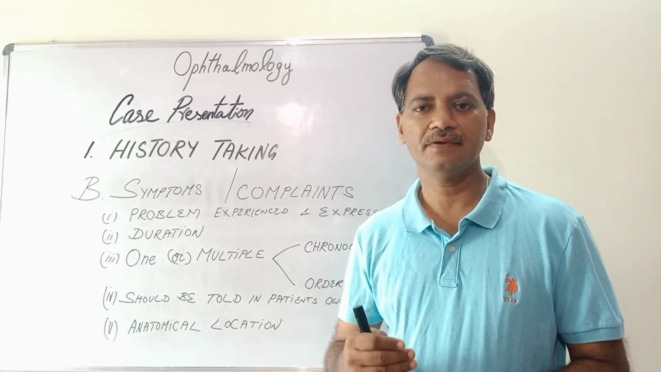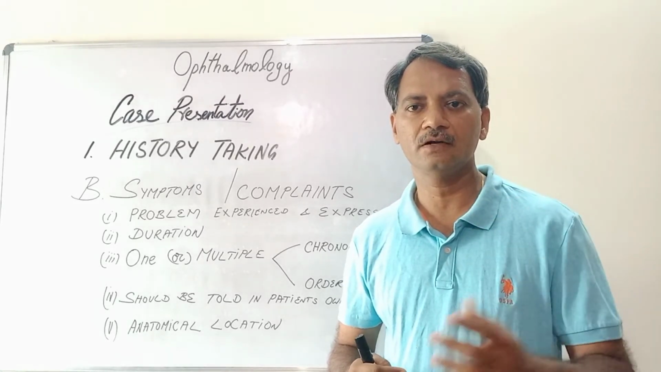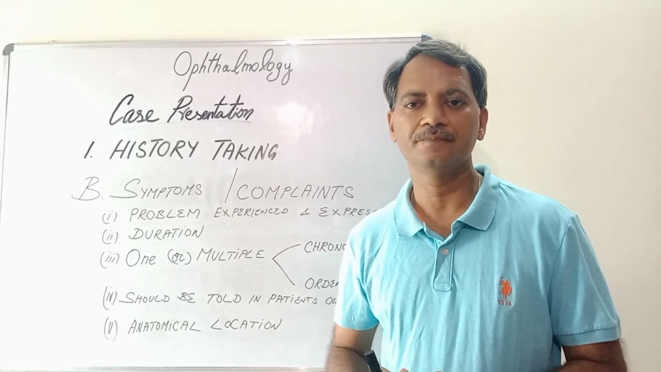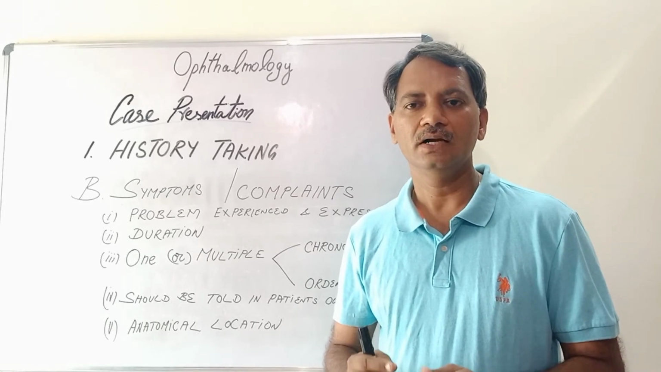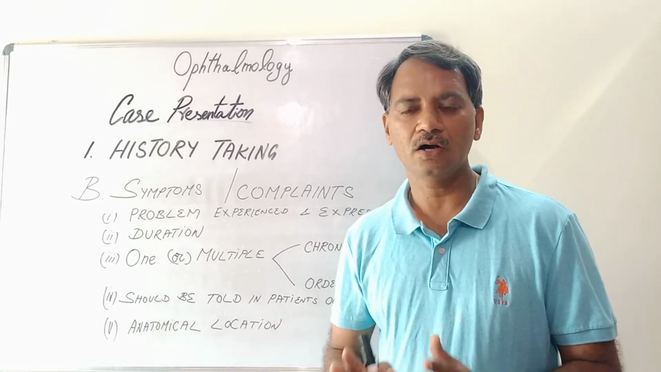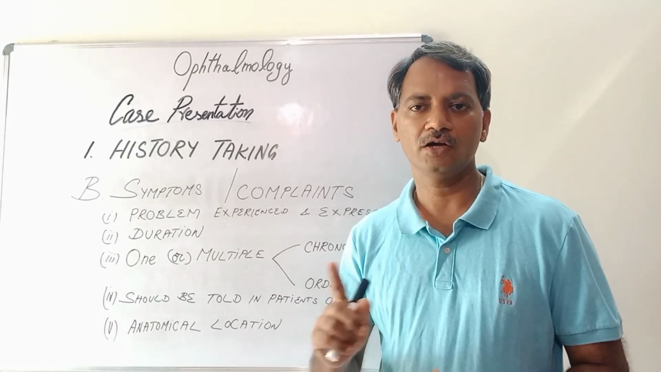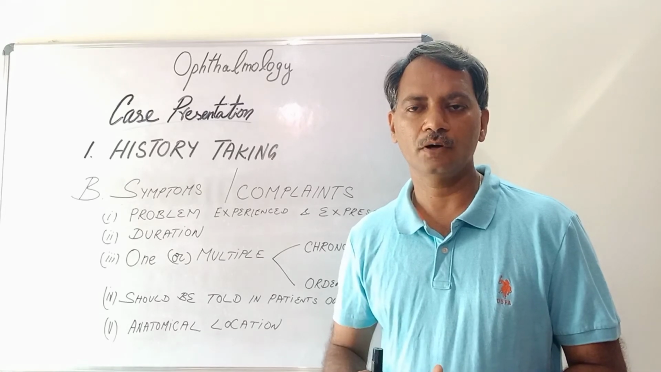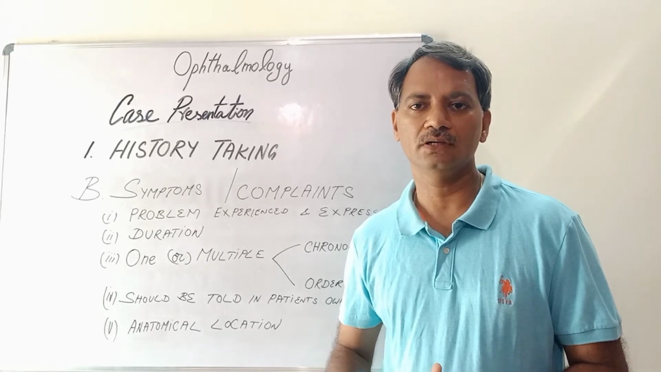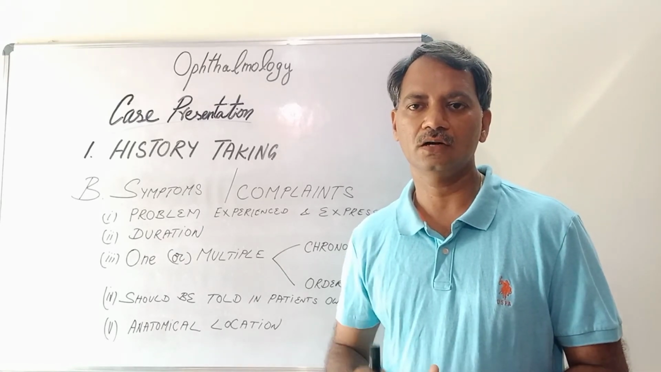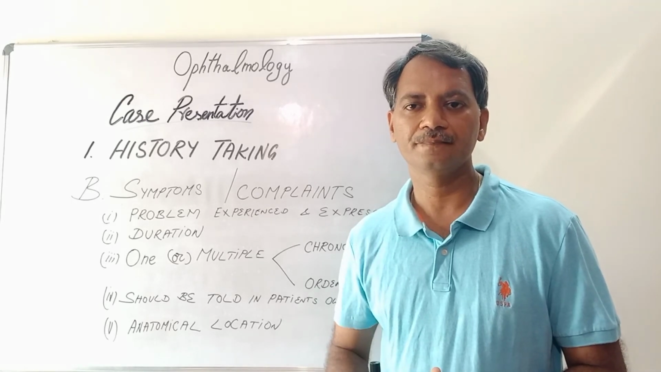Suppose the patient is having two or more problems. One problem is present for a much longer period. Another problem is there for a shorter period. Then we should tell the problem which has the longest duration and which occurred first as a priority. Then only the problem which is of a shorter duration and which occurred later should be told. This is called the chronological order. Chronological order has to be followed in symptom writing.